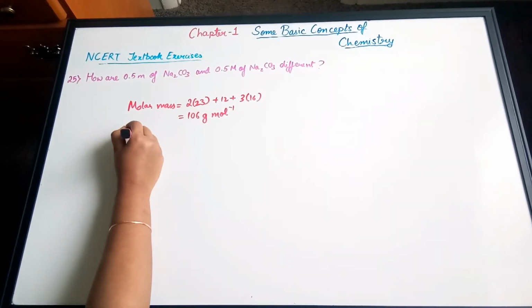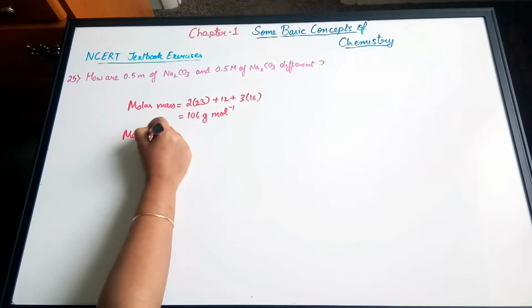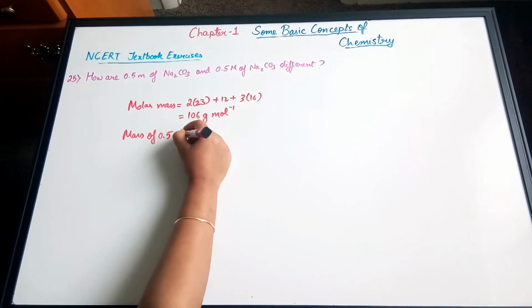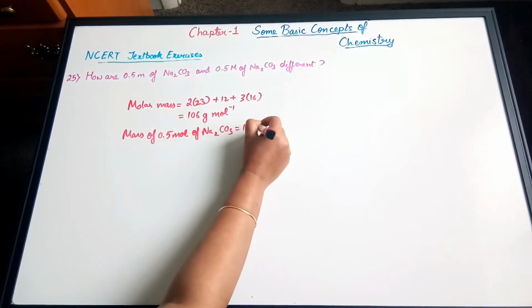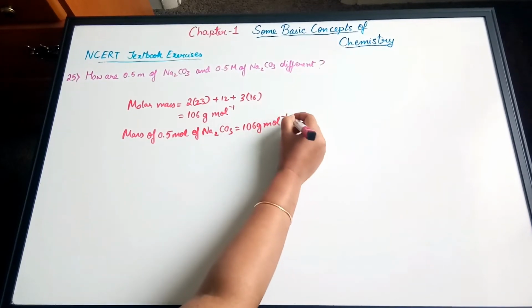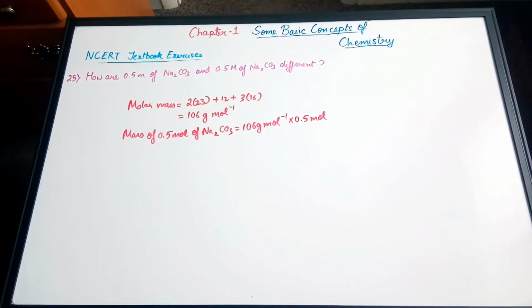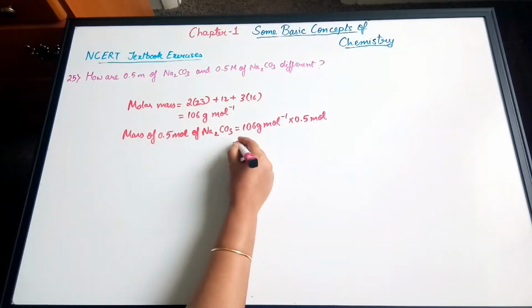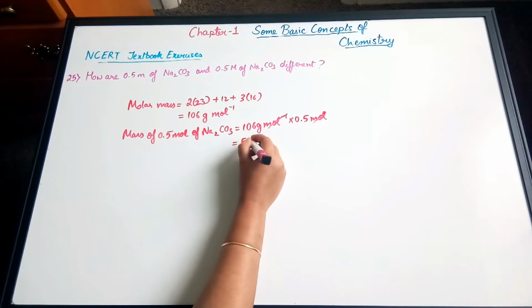Now the mass of 0.5 moles of Na2CO3 will be equal to 106 grams per mole into 0.5 moles, because number of moles equals mass by molar mass. So we're just multiplying the number of moles into the molar mass to calculate the mass, and mole gets cancelled. This gives us 53 grams.